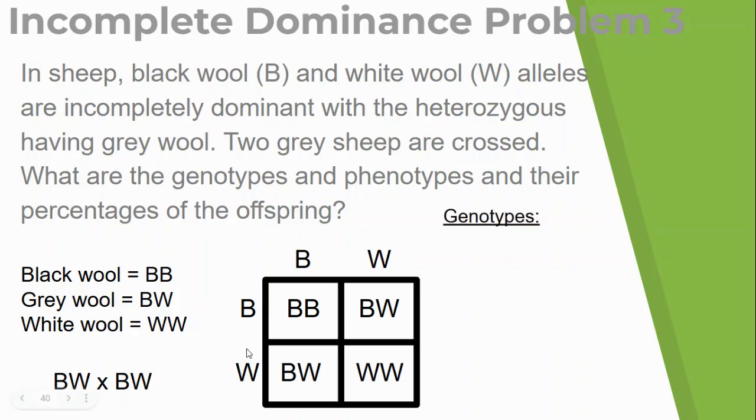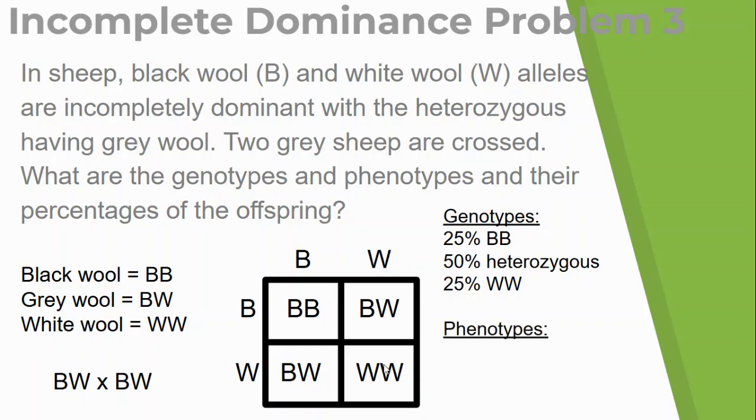For our genotypes, we have one box out of 4 as big B, so that would be 25% BB. We have 2 out of the 4 boxes being BW, so that'd be 50% heterozygous. And then the other box, 25% would be WW. For phenotypes, the BB would code for black wool, so that's 25% black wool. The 50% heterozygous, that BW, will code for gray, so it would be 50% gray. And then the WW will code for white wool, so that 25% will be white. And that's going to be it for incomplete dominance.